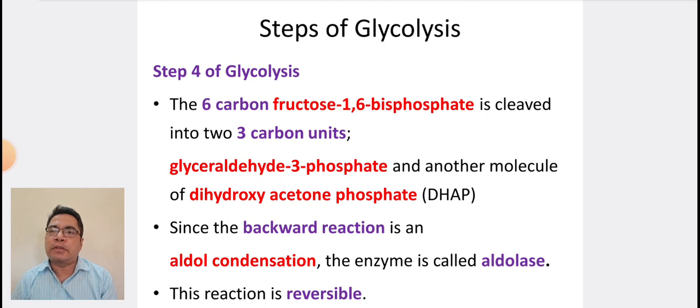Step 4 of glycolysis. The 6-carbon fructose 1,6-bisphosphate is cleaved into 3 carbon units, glyceraldehyde 3-phosphate and another molecule of dihydroxyacetone phosphate, that is DHAP. Since the backward reaction is an aldol condensation, the enzyme is called aldolase. This reaction is reversible.